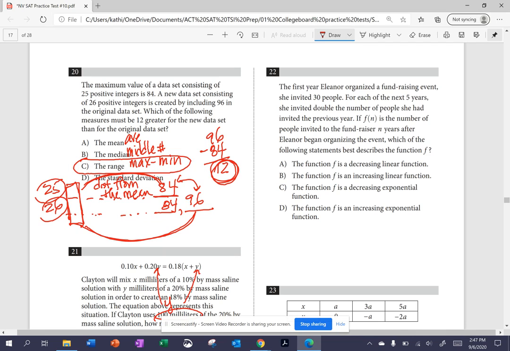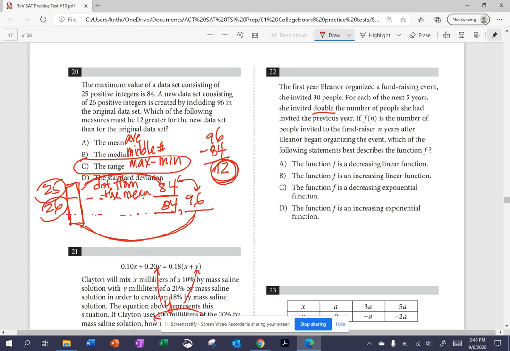The first year Eleanor organized a fundraising event, she invited 30 people. For each of the next 5 years, she invited double the number of people she had invited the previous year. If f of n is the number of people invited to the fundraiser after n years Eleanor began organizing the event, which of the following statements best describes the function f?